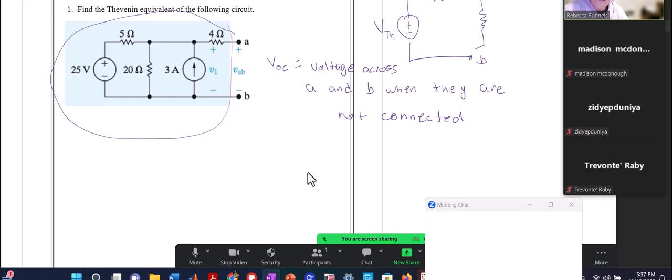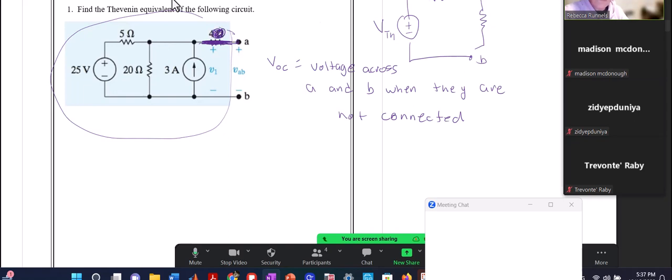Now, when we look at this particular circuit, you see this 4 ohm resistor right here. That 4 ohm resistor is not making the resistance, it's not doing anything right now, because it's open, it's not connected, there's no current running through it. And so as far as the circuit is concerned, as far as A and B are concerned, it's like it's not even there right now, so we can ignore it.